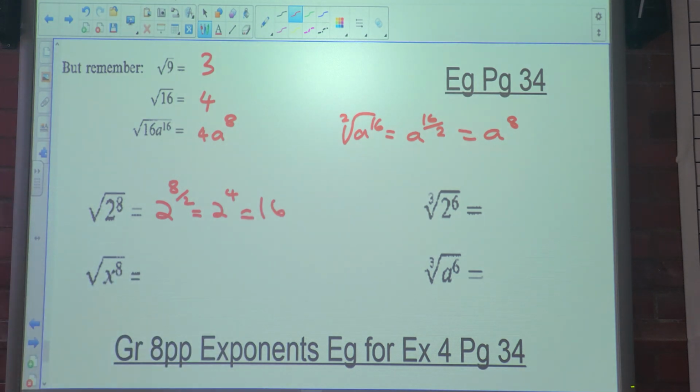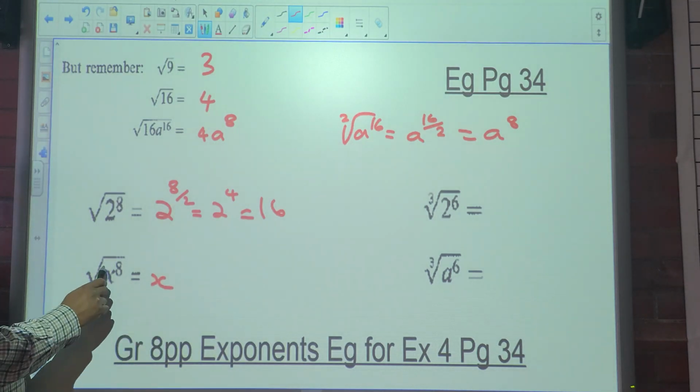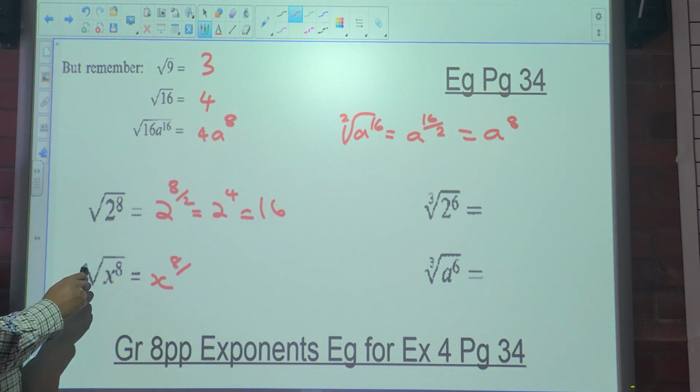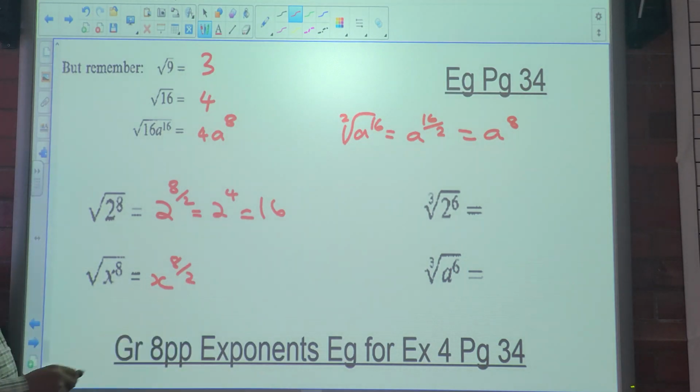Go to the next one, B. x to the 8 over. There's no number here. What is here? Hence the square root. Square root is 2. Yes, Michael? I don't understand. 2 to the power of 8 in the square root. Because, sir, what is the square root of 2? But the base will remain the same, Michael. Remember, the base will remain the same.